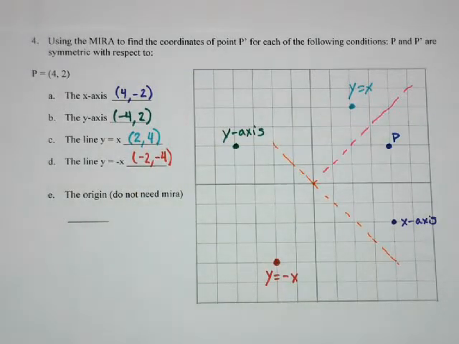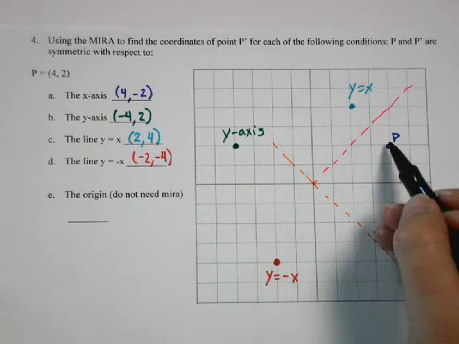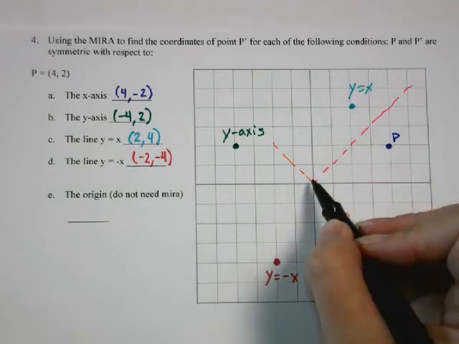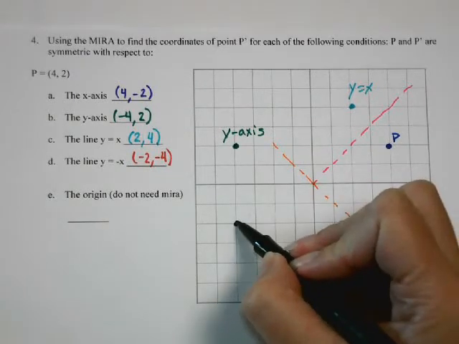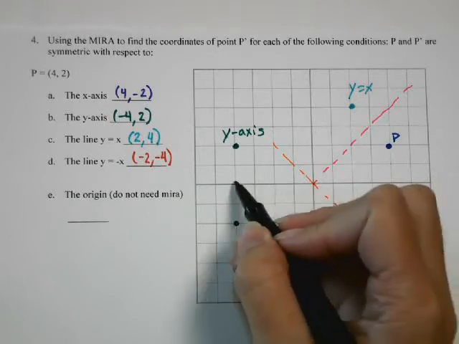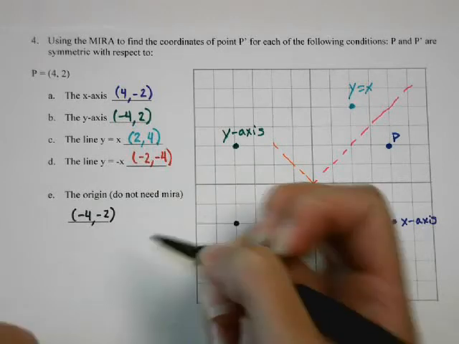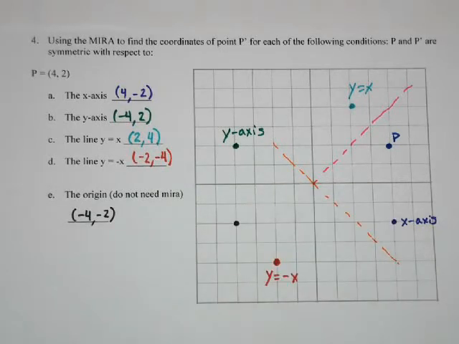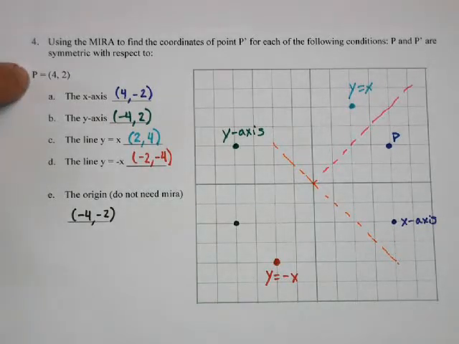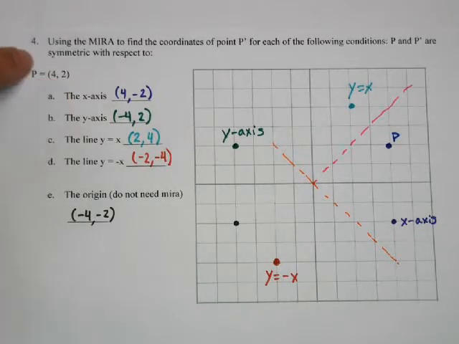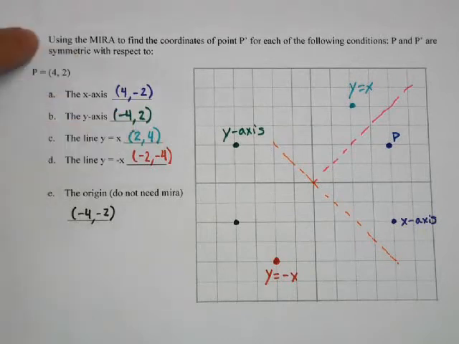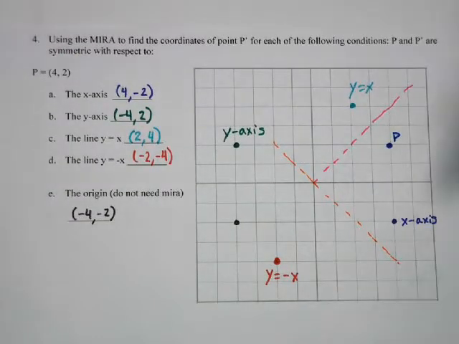And then the origin, we're going over 4 down 2, so we're going to go over 4 down 2. So here this is going to be negative 4, negative 2. So from this we can come up with some patterns, some rules for if we take a point and it's symmetric to the x-axis or y-axis. There's a pattern there.